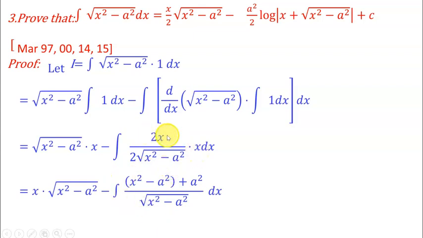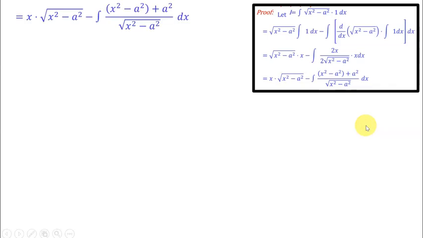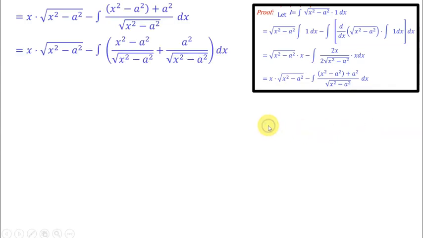Now arrange this numerator just like the denominator. What is the denominator? That is x square minus a square. Therefore, in x into x square, arrange this as minus a square and plus a square. Then split this up. That is x into root of x square minus a square minus integral of x square minus a square upon root of x square minus a square plus a square upon root of x square minus a square.